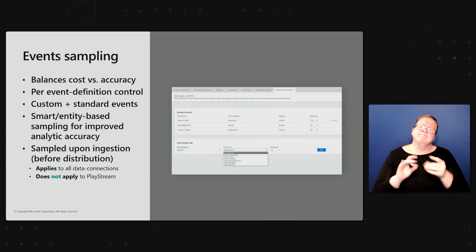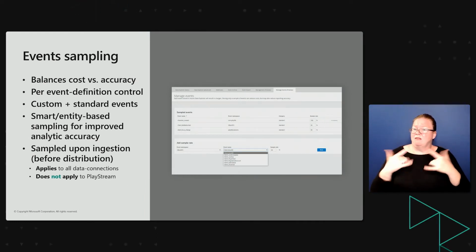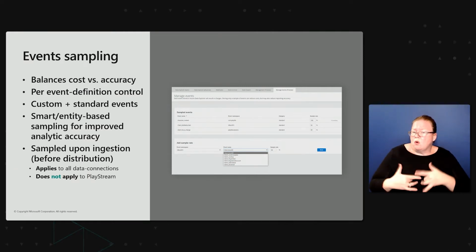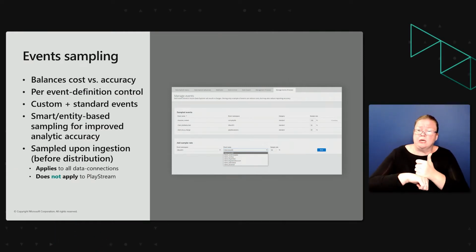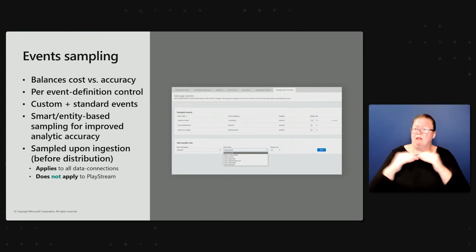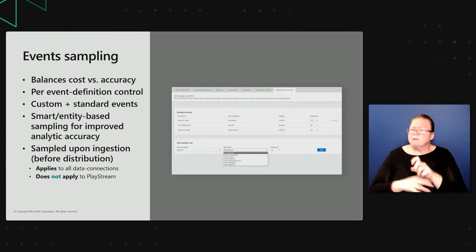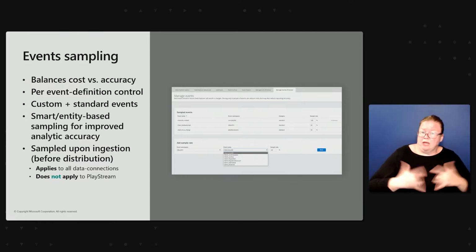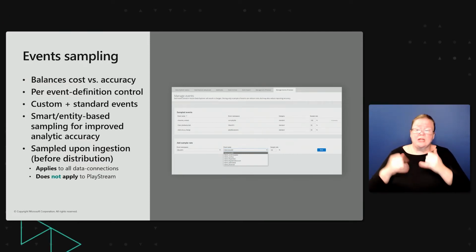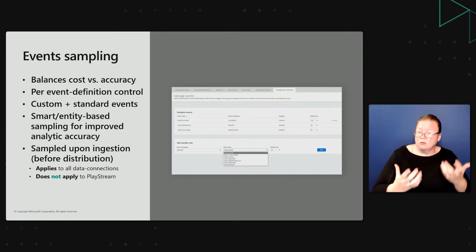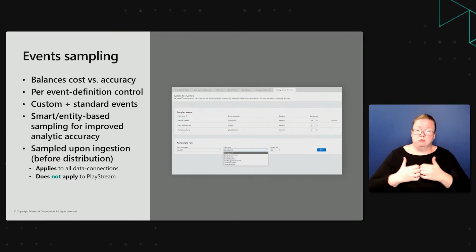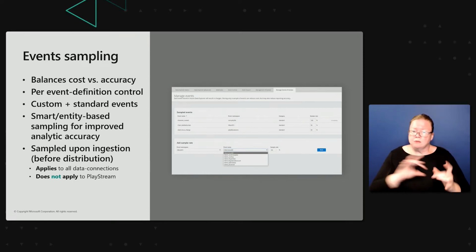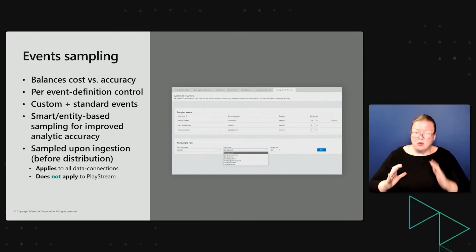As mentioned before, event sampling is another feature that lets you have better control over the cost of your event ingestion. You can set up per event level sample rate and sample out your events. You can sample custom and standard events, and events are sampled on a player or entity level basis. That means if you have two different events sampled at the same ratio, you can still correlate and join them because the same players will be sampled on both of them.